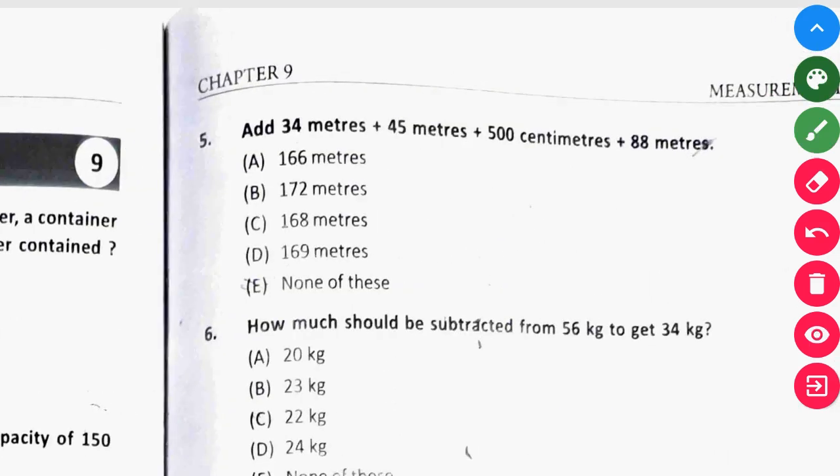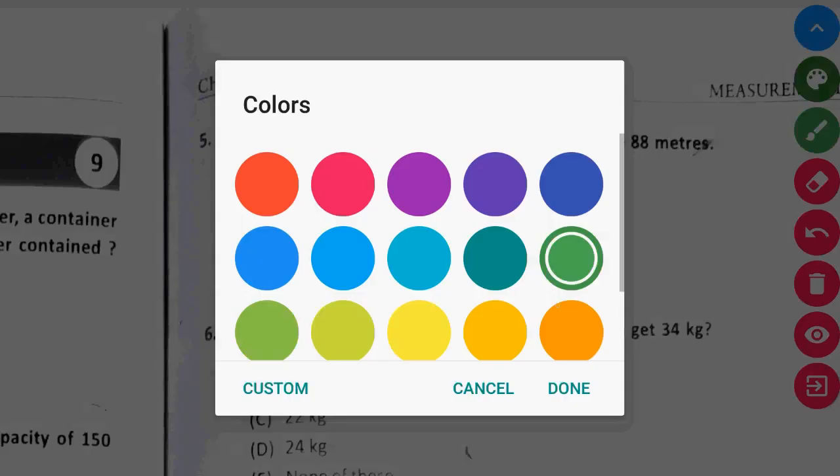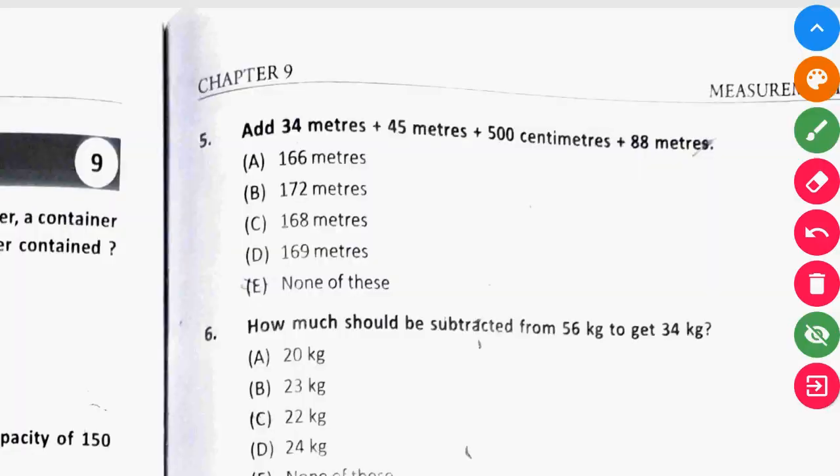34 meters, 45 meters, 500 centimeters and 88 meters. We have to add all of them. Now see, all the quantities are in meters. Only this one is in centimeters. So first convert 500 centimeters into meters.